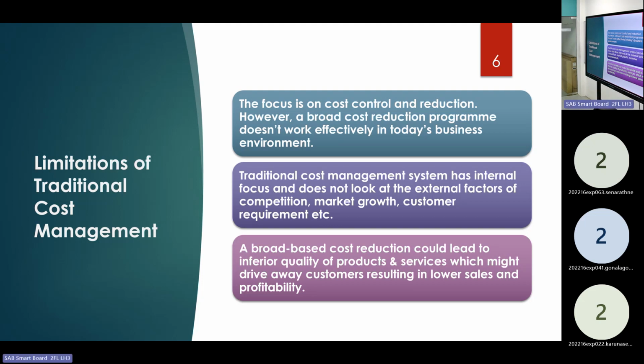You may be reducing the cost by compromising the quality. That will affect customer satisfaction, right? And in the modern marketing concept, what is important, what is valued by the customer? Customer value, something, right? Your product should have the quality, the features which are valued by the customer. And that customer value can be created by the market.